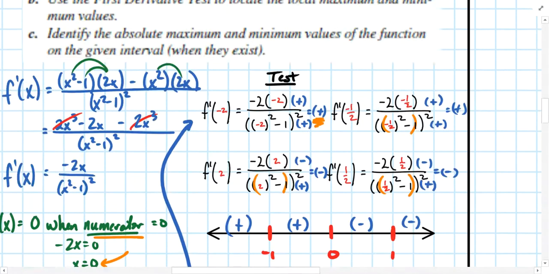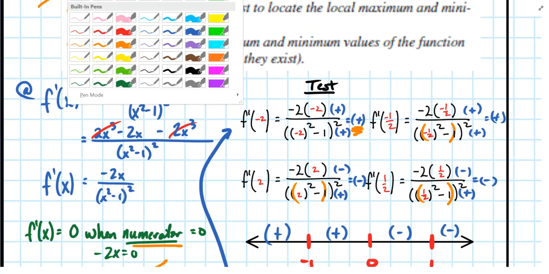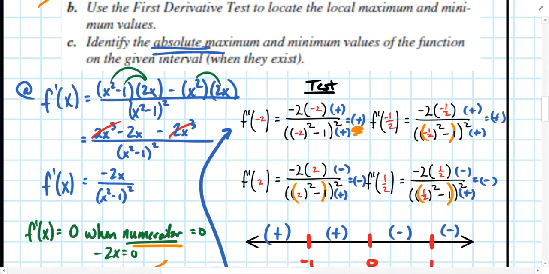Now, as far as part C goes in this problem, it says to identify the absolute maximum and minimum values. And if you recall, the absolute minimum and maximum will occur based on our EVT, extreme value theorem. And the extreme value theorem had two checkpoints. We had to determine, is the function continuous?